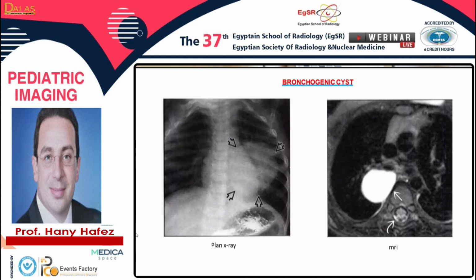Bronchogenic cyst is a well-defined opacity on the left side. Here in MRI, but it's not the same patient. There is a high signal on MRI representing a clear, well-defined cystic lesion.